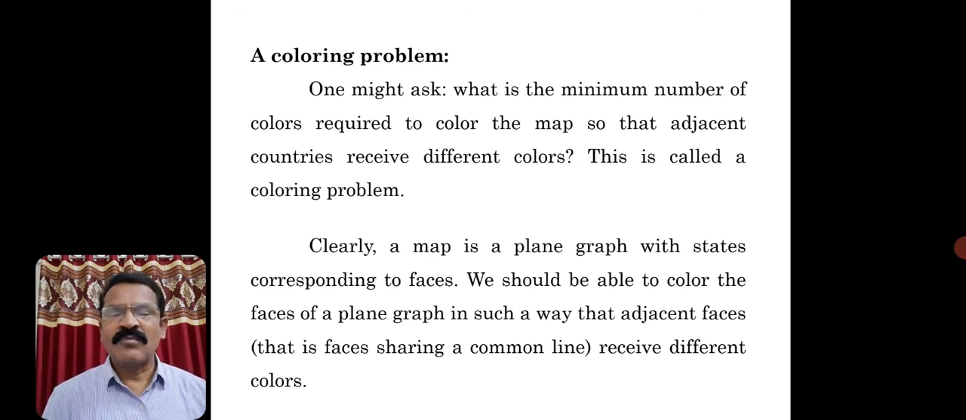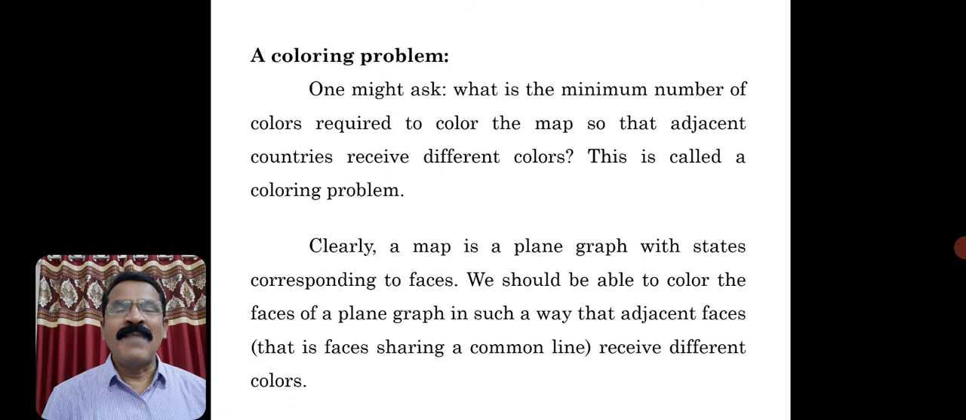So what is the coloring problem? One might ask, what is the minimum number of colors required to color the map so that the adjacent countries, or the countries with a common boundary, receive different colors? This is called the coloring problem. So we want to minimize the number of colors. That is the coloring problem. We want to color the map, but we want to minimize the colors also.